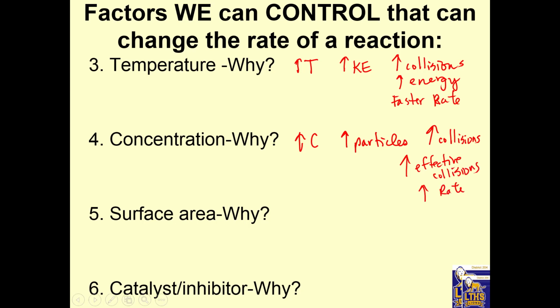Okay, surface area. Surface area. More surface area means more collisions. Why? So that means faster rate. Well, let's look. All right, so you have your cube. Oh, look at that. I can draw in 3D. Okay, so say that's 1 gram. Or you have a powder. Say that's 1 gram. So remember, collisions have to occur.